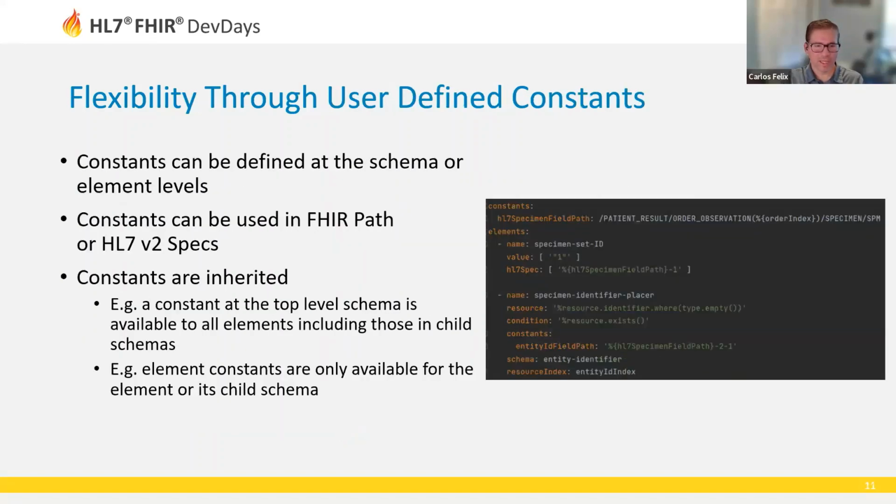So finally here, the last one I'm going to mention is constants. We added constants to the configuration so we can reuse this schema, so we can make changes to it, so we can make it easy to write even HL7 specs and FHIR Path statements. They're all inherited as you go through. You have the top-level schema. All the constants there can be seen throughout the entire configuration. Or if you have an element with a constant, it can only be seen there, or a child schema.